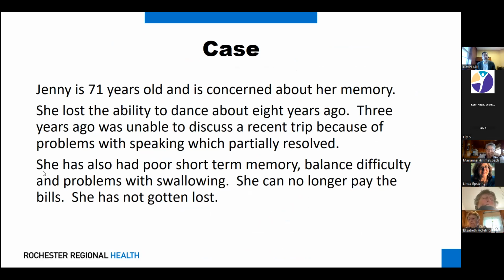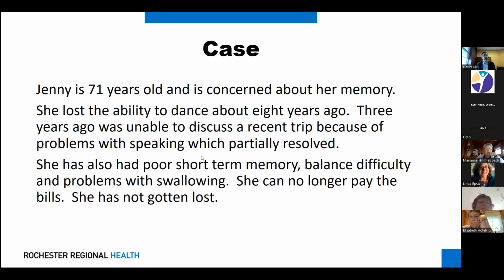So this is another real case. Jenny's 71. She's concerned about her memory. Her story is different from Harold's. Jenny lost the ability to dance about 8 years ago. Something happened. She was an active dancer, but somehow she just became clumsy and couldn't do it. About 3 years ago, she went on a trip and came back and suddenly noticed she couldn't talk. She couldn't come up with words, and that didn't really improve, not a lot.